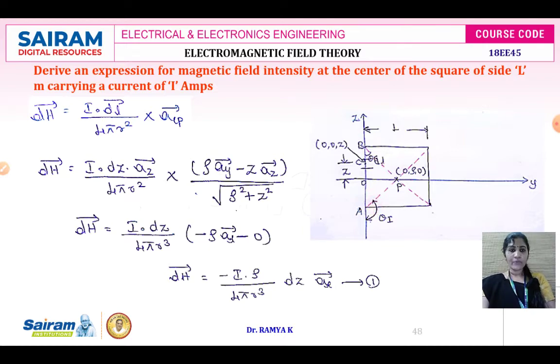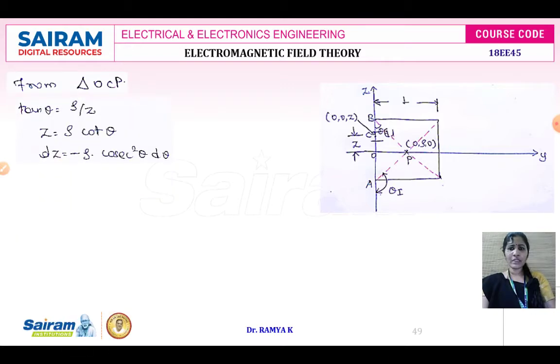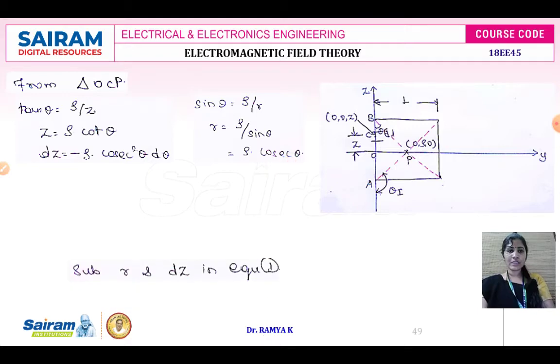which we can identify from this particular triangle OBP, from tan theta and sin theta. After identifying, we got dz is equal to minus rho into cosecant square theta. And from the same triangle, if you apply for sin theta, you will get small r is equal to rho into cosecant theta. Substitute the values of dz and r in the previous equation.